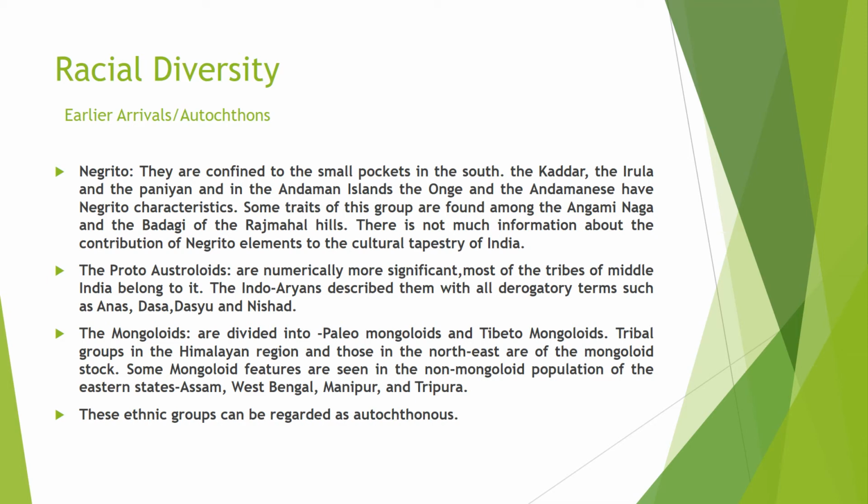The Proto-Australoids are numerically more significant. Most of the tribes of Middle India belong to it. The Indo-Aryans describe them with derogatory terms such as Anas, Dasa, Dasyu, and Nishad. The Mongoloids are divided into Paleo-Mongoloids and Tibeto-Mongoloids. The tribal groups in the Himalayan region and those in the northeast are of the Mongoloid stock. Some Mongoloid features are seen in the non-Mongoloid population of eastern states like Assam, West Bengal, Manipur, and Tripura. These ethnic groups are regarded as autochthonous.